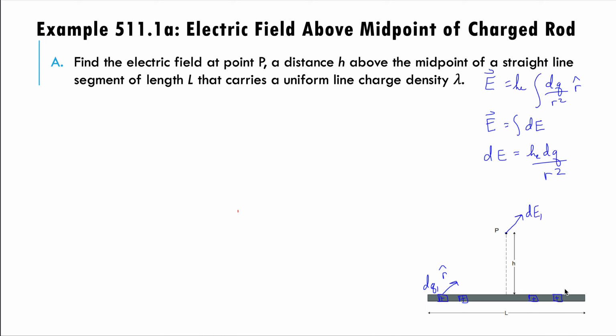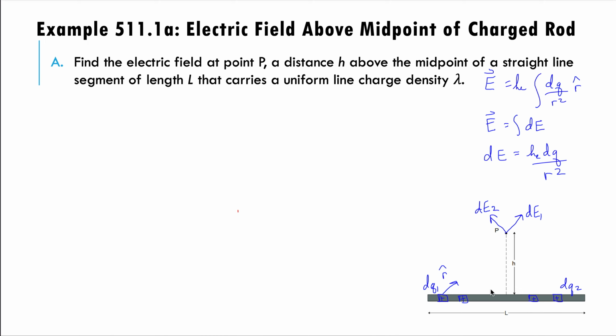And then if we have another charge element here that we call dQ2, then it would produce an electric field dE2 pointing in the opposite direction. The reason that it's useful to draw a couple of dEs is that we can discover if there is any symmetry in the problem that will help us simplify the problem.